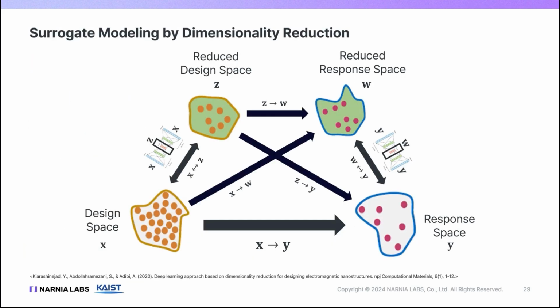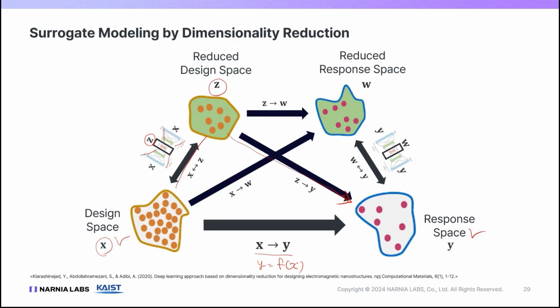First, let's look at training a predictive model using dimensionality reduction. Traditionally, when there is a design space X and a response or performance space Y, we have built predictive models that go directly from X to Y. However, this approach does not work well when both X and Y are high-dimensional. So what we do is if X is high-dimensional data, we first perform dimensionality reduction from X to obtain Z. After reducing the dimensionality to Z, we then move from Z to Y.